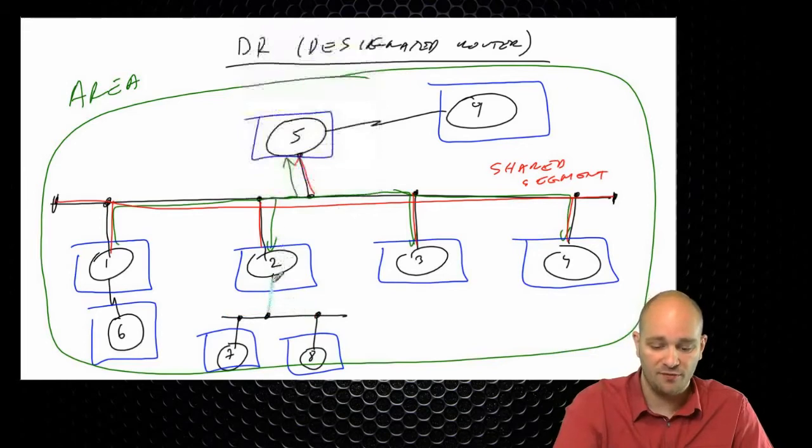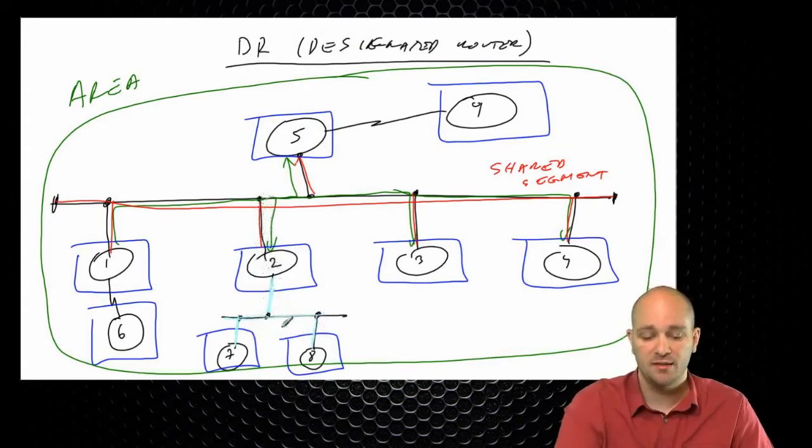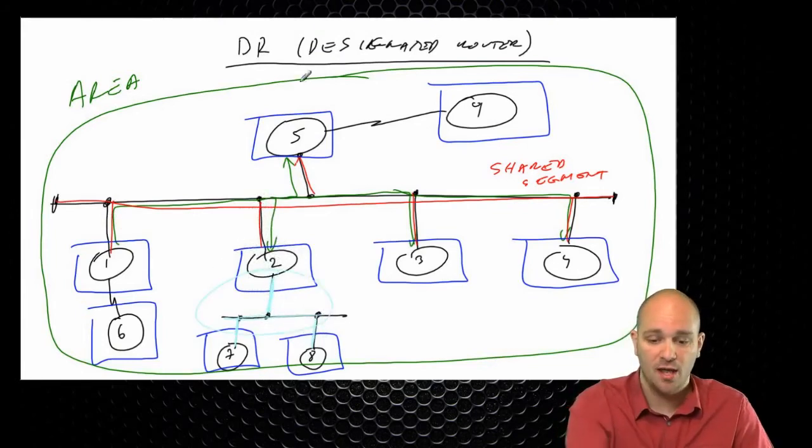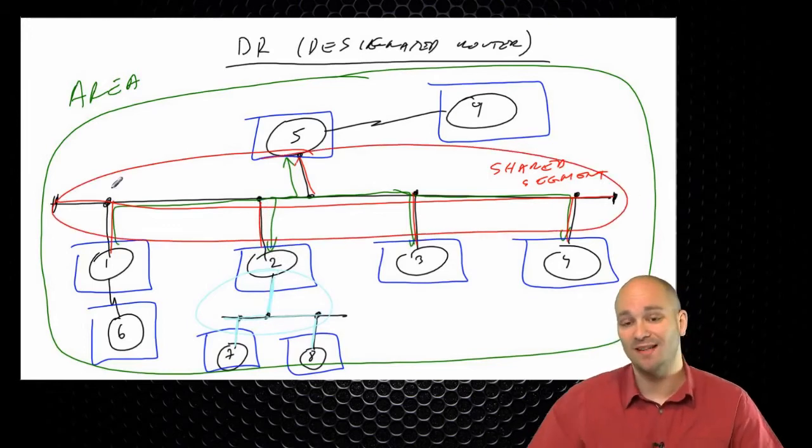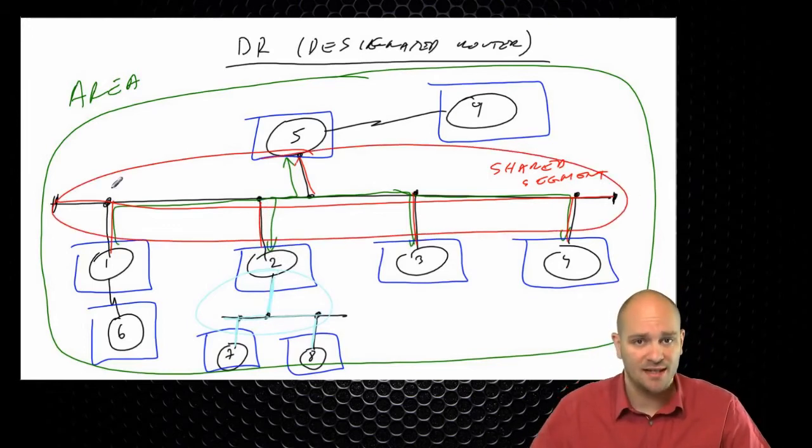that is very, very different than the one on top. So they are unrelated in terms of DR election or the BDR election. These are separate shared segments. So we have one shared segment here and we have another shared segment here, but they are in the same area and they need to have identical databases.